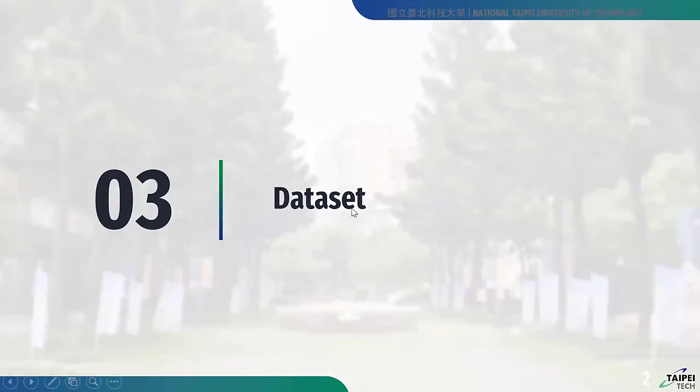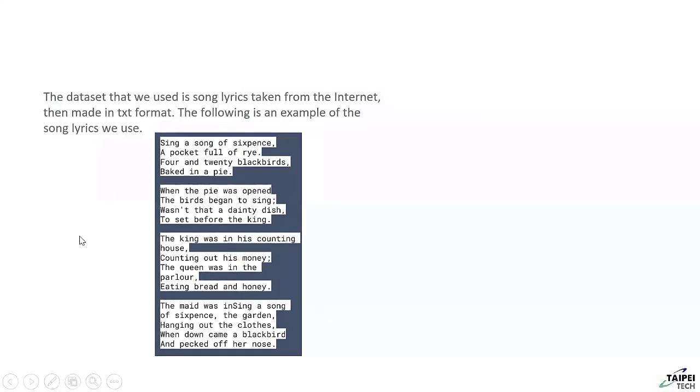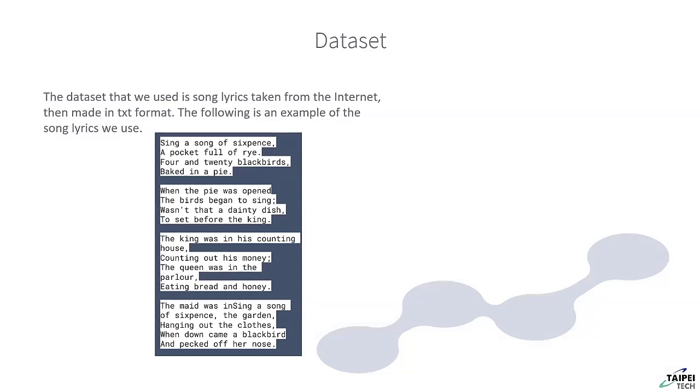Dataset. The dataset that we use is song lyrics taken from the internet, then made in TXT format. The following is an example of the song lyrics we use. Like this, and this song we train with the model. Besides that, we also try to run other song lyrics as a dataset to determine whether the program can execute them or not.